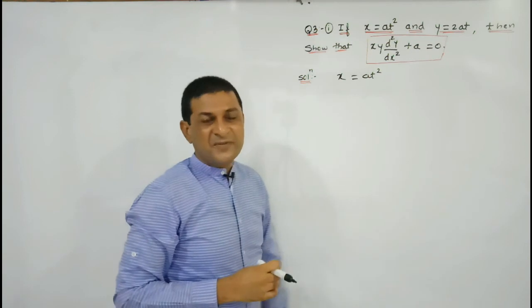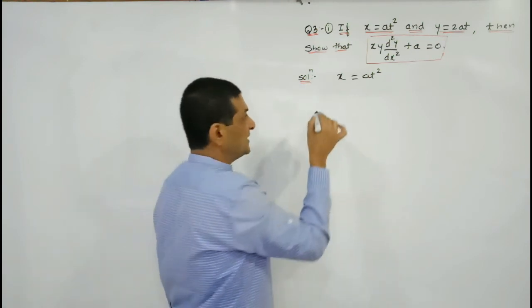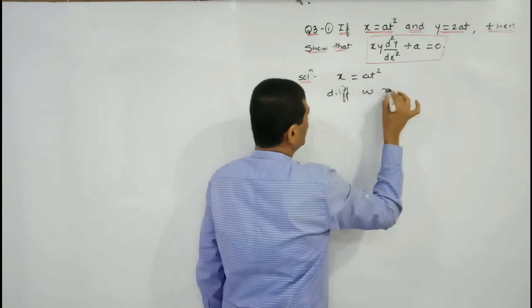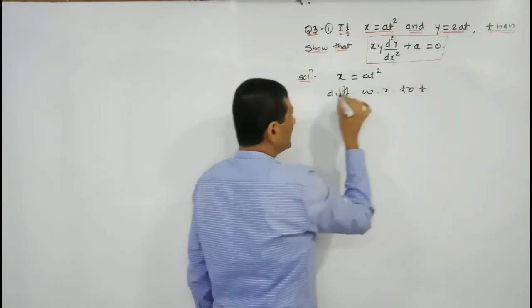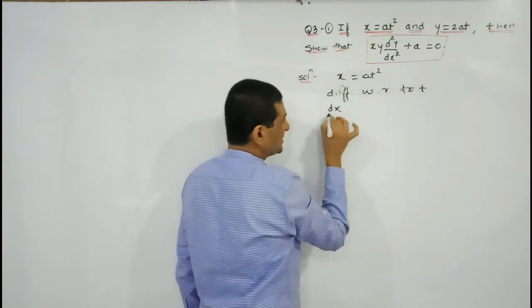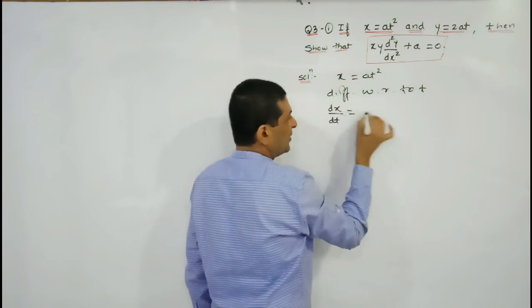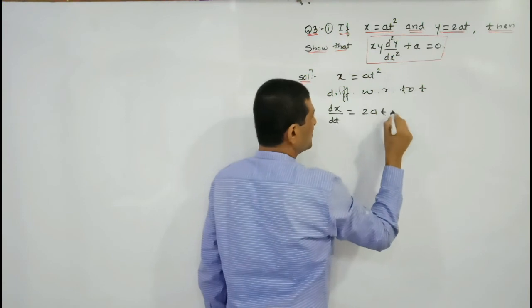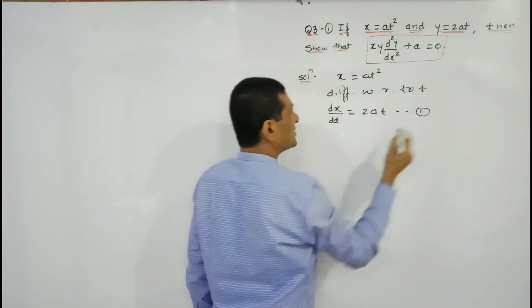So first we are differentiating x with respect to t. So differentiate with respect to the parameter t. The derivative of x with respect to t is denoted by dx upon dt. On this side a, keep it as it is. What is the derivative of t square? It will be equal to 2t. Let us denote it by equation number 1.